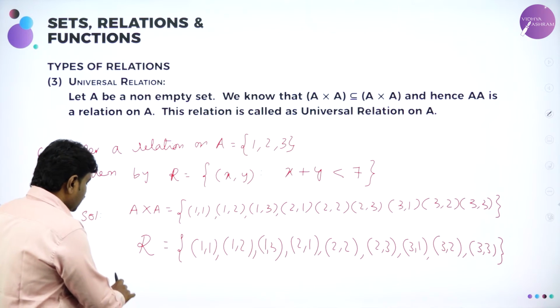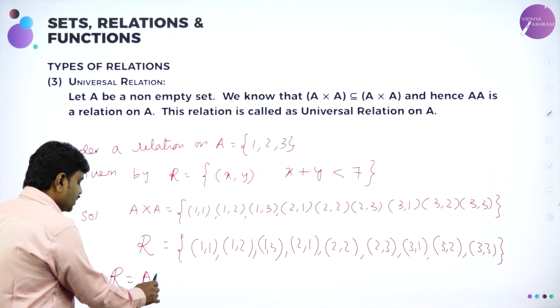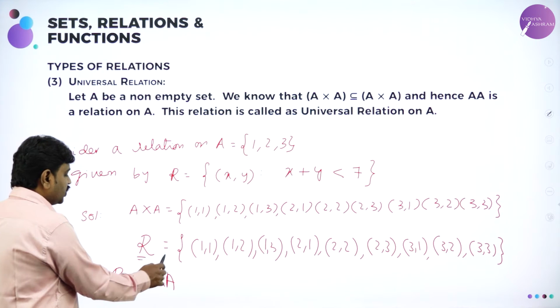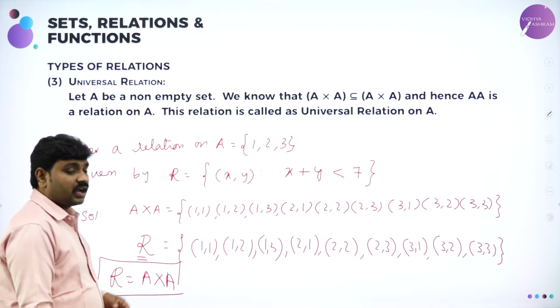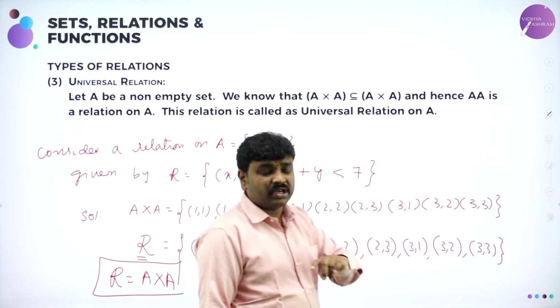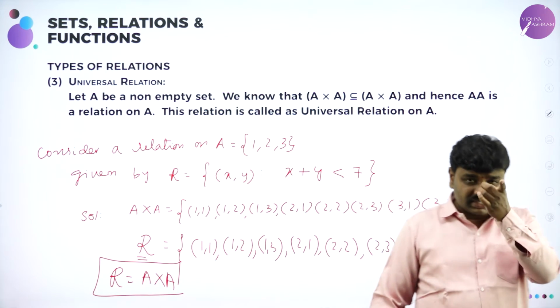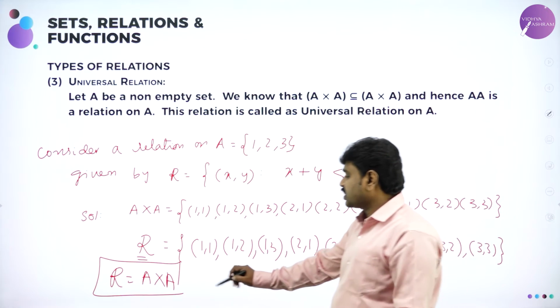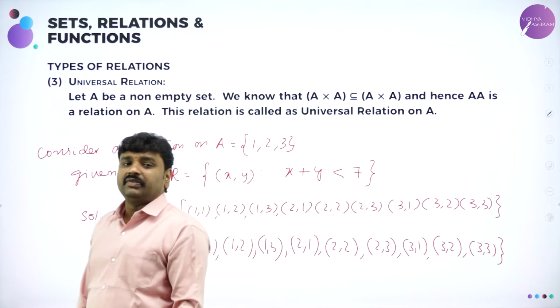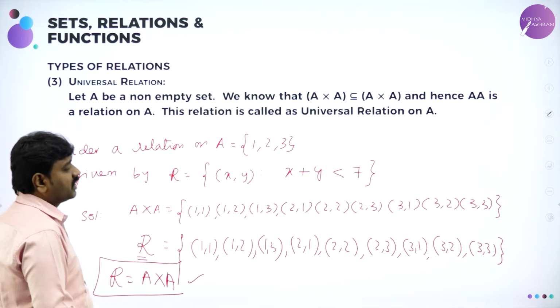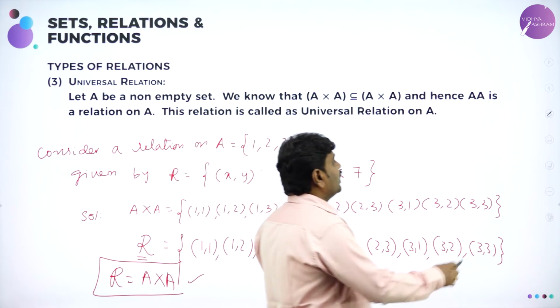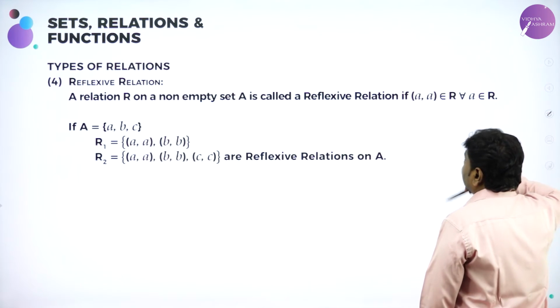If you observe this, the R value is the same as A cross A. Therefore, we call this R as what? Universal relation. R is the same as the Cartesian product. If R from A to B is equal to A cross B, or R on set A is A cross A, if the relation and the Cartesian product are both the same, then we call that relation a universal relation. This is a universal relation, one of the interesting types. So now you know inverse, you know identity, you know universal.